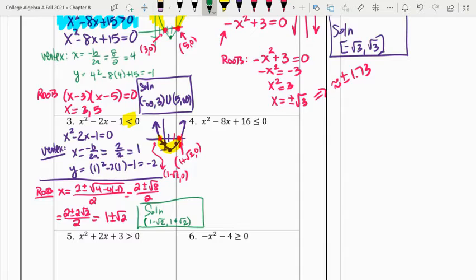All right, number 4. It's already set up correctly, so let's find the vertex.